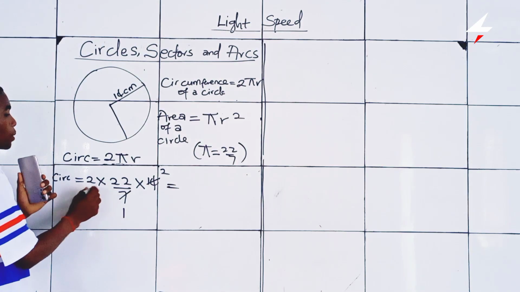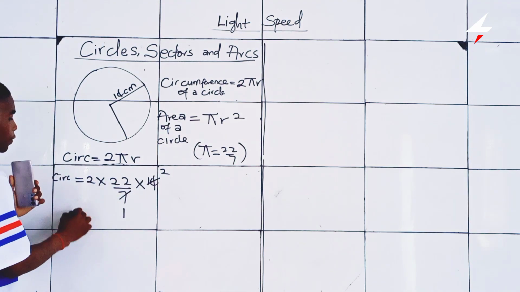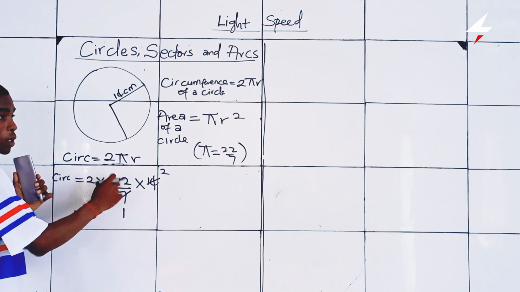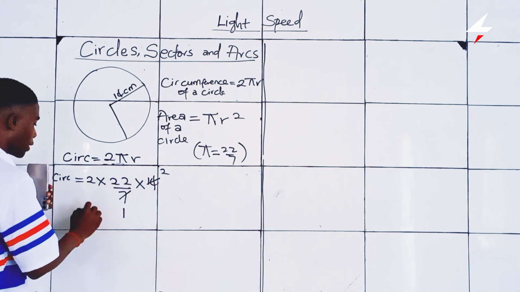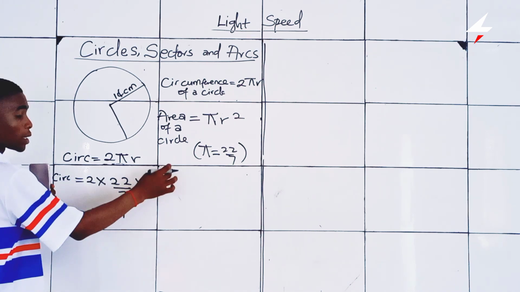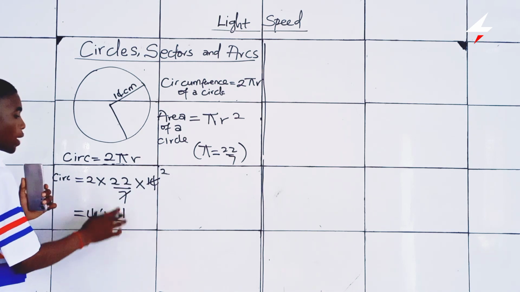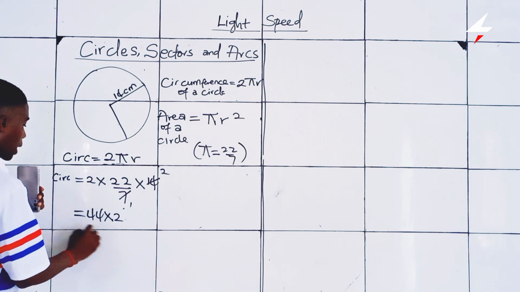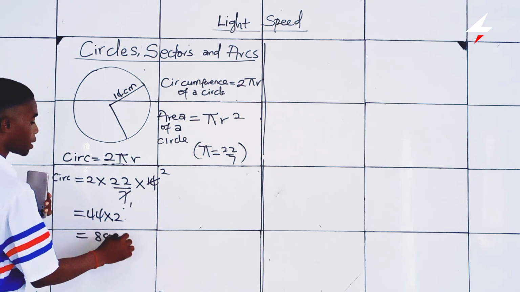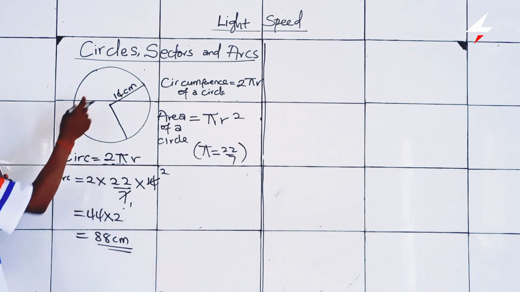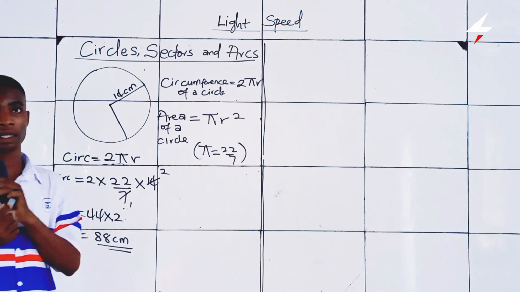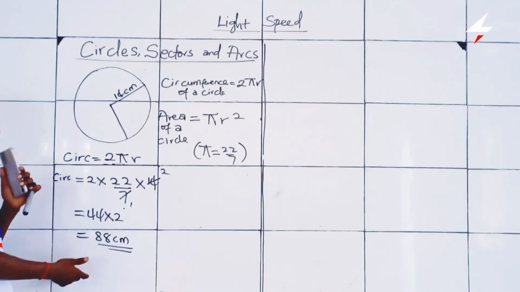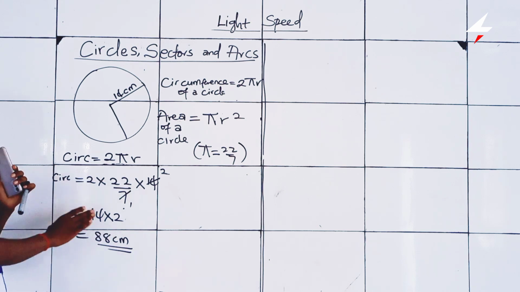So we'll have 2 times 22, which gives us 44. 44 times, there's a 2 left here, 2, all right? So 44 times 2 will give us 88. So that will give us 88 centimeter. This is the circumference of a circle with radius 14 centimeter. So this is how it's done to calculate circumference.